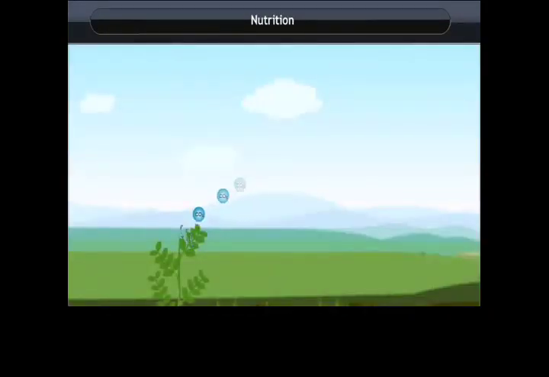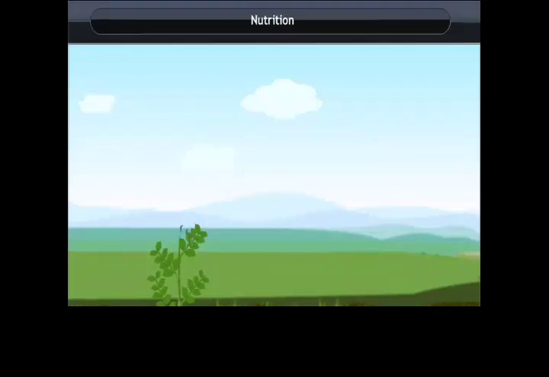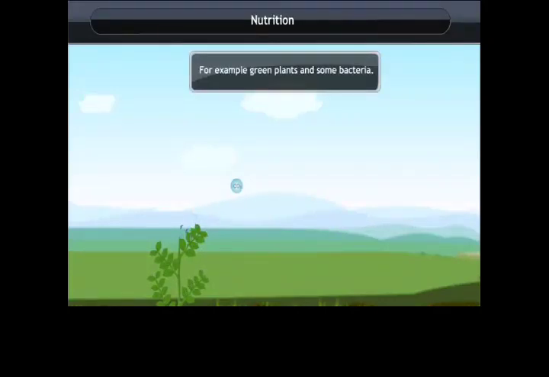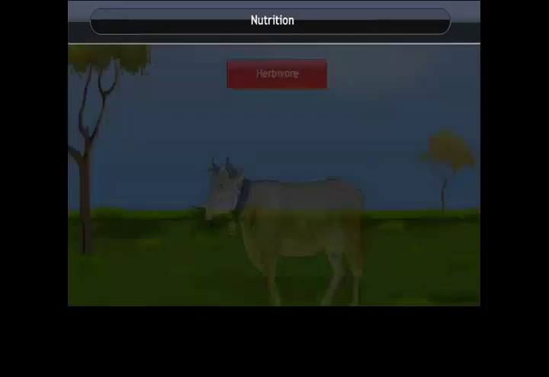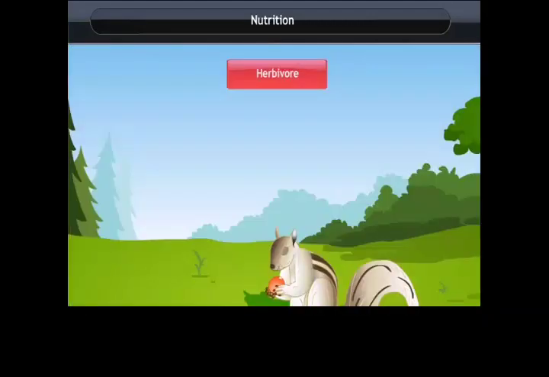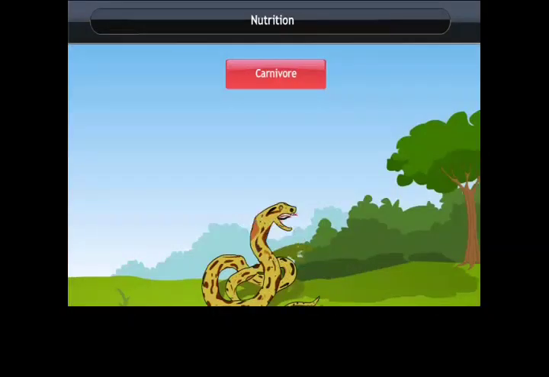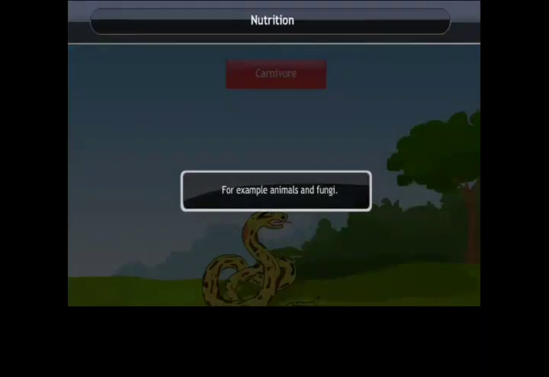Living organisms like plants obtain their food from inorganic sources in the form of carbon dioxide and water. These organisms are called autotrophs. For example, green plants and some bacteria. The living organisms that depend upon autotrophs directly or indirectly for their survival are called heterotrophs. For example, animals and fungi.